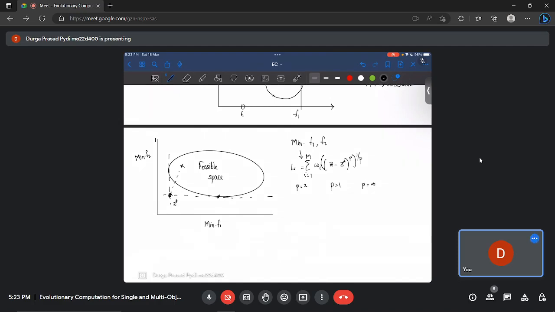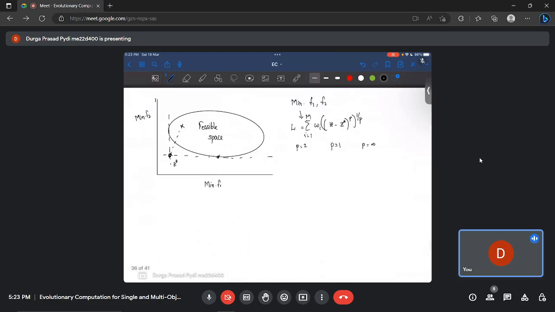There is another method we discussed. Instead of taking the ideal objective vector, we could pose the problem in a different way. Here you have to minimize L. L is basically this distance. When you try to minimize this L, this point over here will gradually move towards the Pareto front, right?